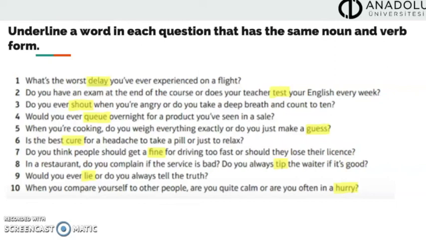And last one, when you compare yourself to other people, are you quite calm, or are you often in a hurry? The word hurry is a noun here, but its verb form is the same, just like in the phrase hurry up. We use it as a verb there.